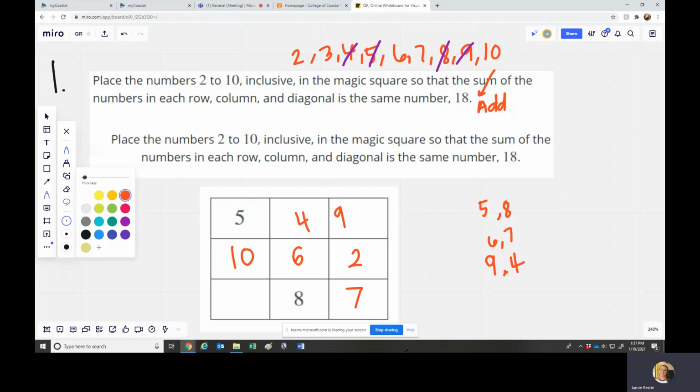Let's cross off what we've already used. Okay, we used 10. We used 6, we used 7, we used 2. Our last number here has to be 3, so let's check and make sure that works. 5 plus 10 is 15. 3 more would give you 18. So there we go. This is our magic square all filled in.